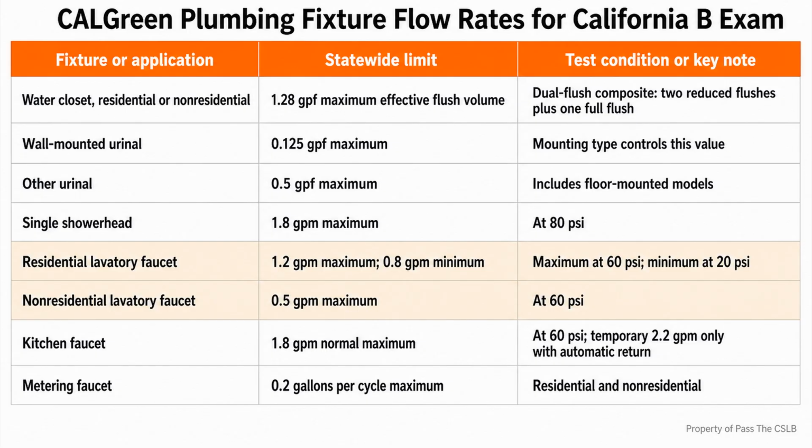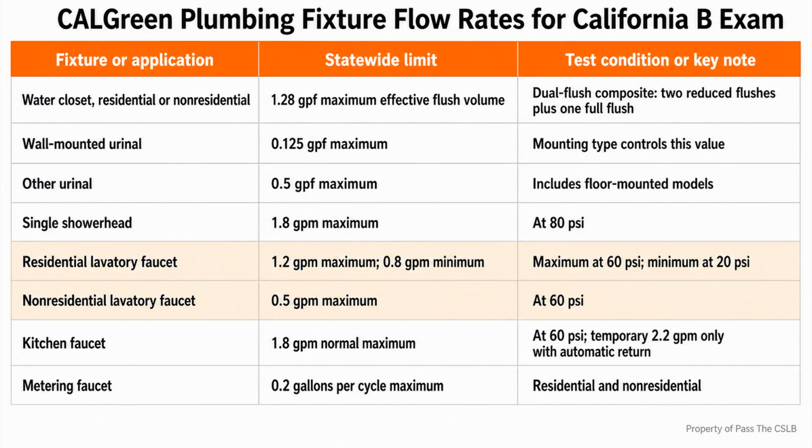The statewide baseline reference starts with water closets. Newly installed residential and non-residential water closets must not exceed an effective flush volume of 1.28 gallons per flush. For a dual flush toilet, the effective flush volume is a composite average based on 2 reduced flushes and 1 full flush. The important supervision point is that I verify the listed effective flush volume, not merely the marketing label or the larger of the 2 buttons.